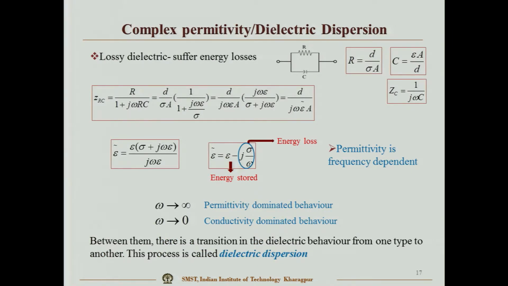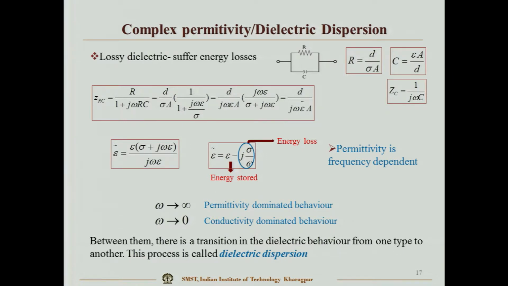And now coming to some of the basic equations for the dielectric media, where there are energy losses. So, you have a resistance and you have a capacitance, and the total resistance will be equal to d by sigma into A, and C will be equal to dielectric constant into area by d, and the total impedance Z will be equal to 1 by j omega C.